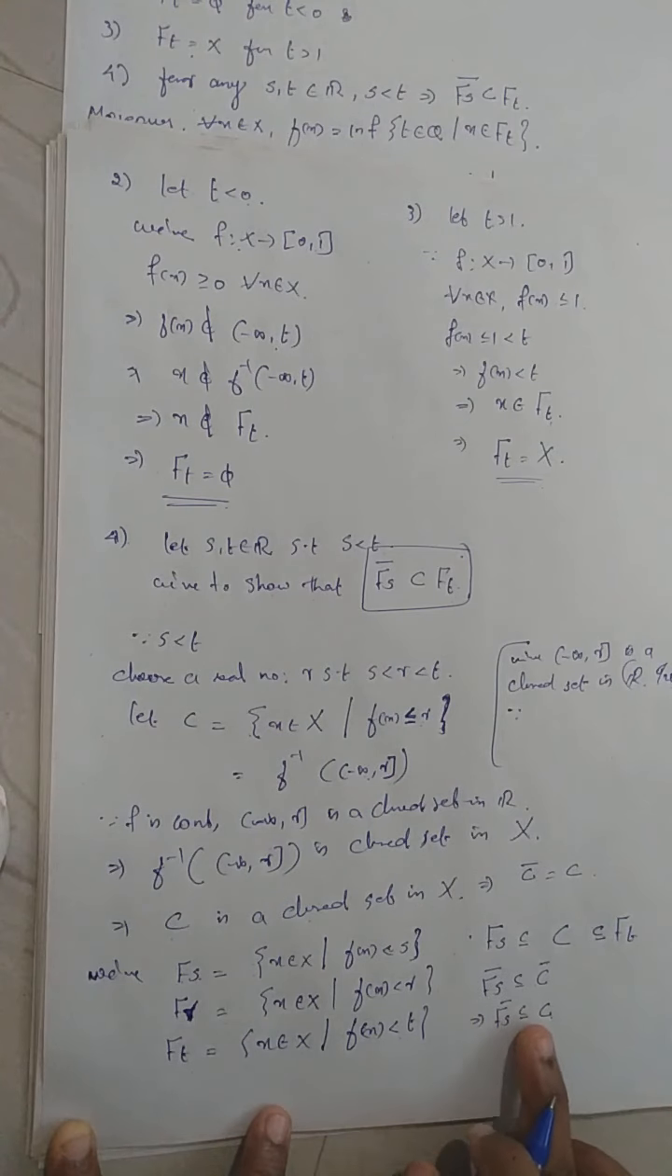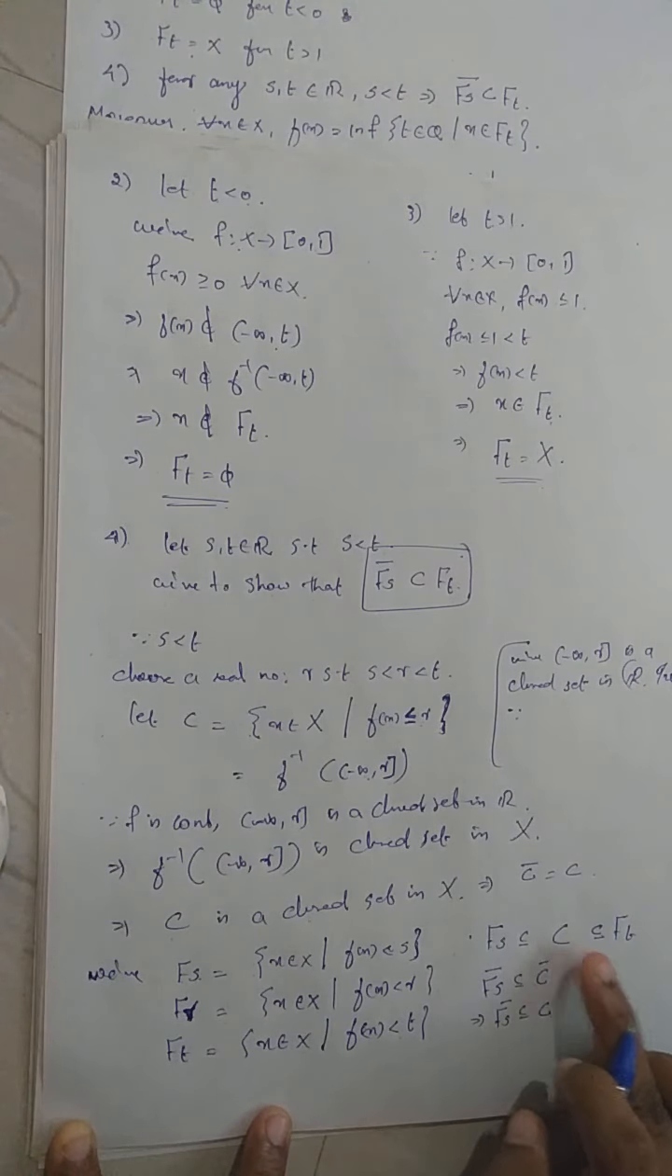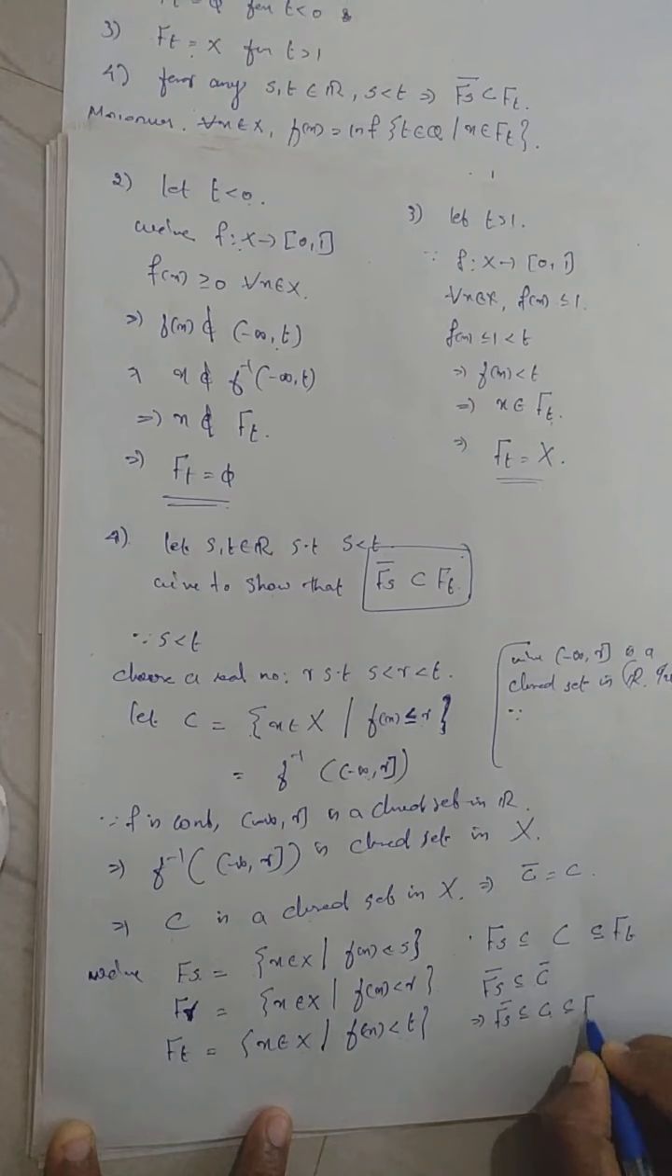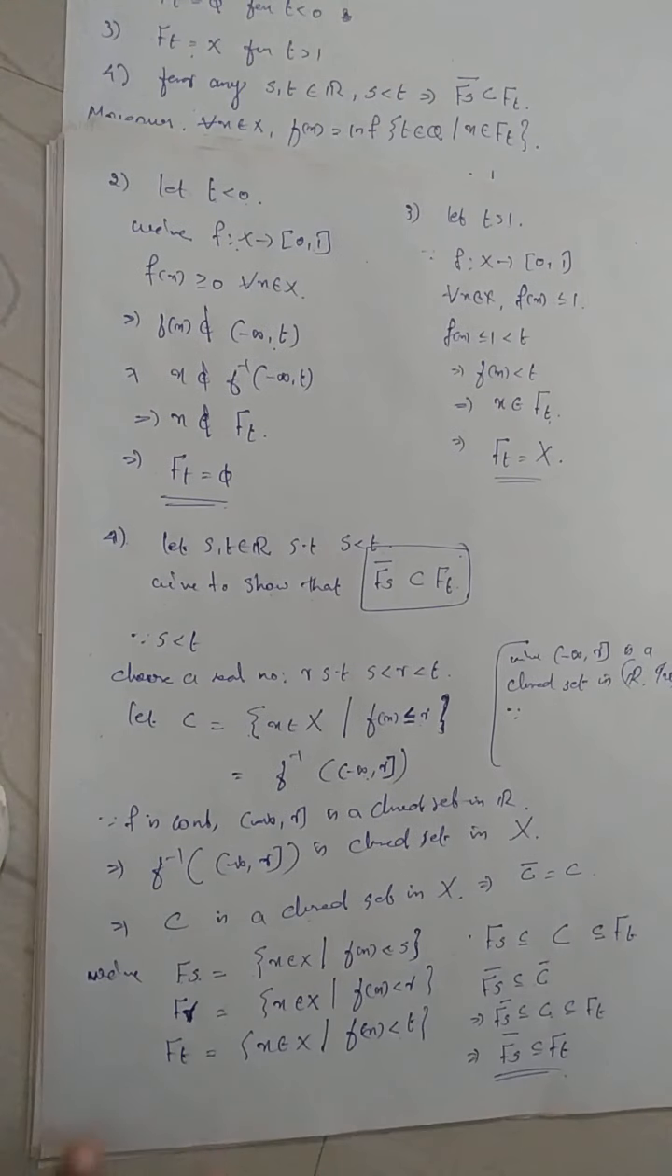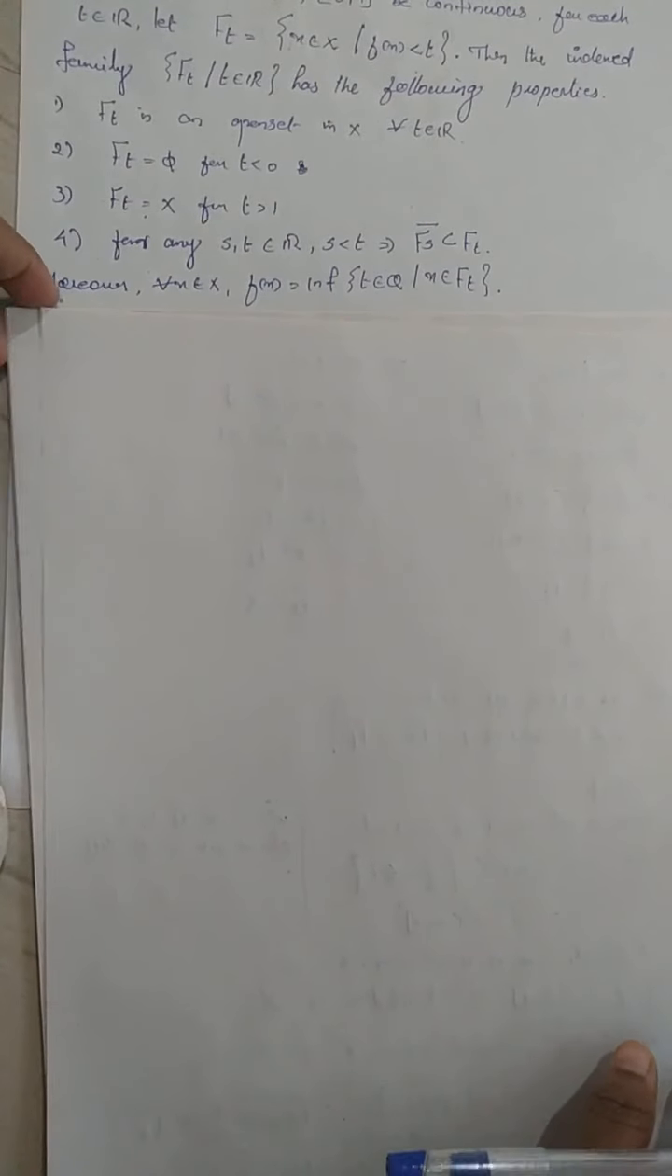C closure is equal to C. And what is C? C is also contained in ft, which implies fs closure is contained in ft. So we get the third property. So we proved four properties of the lemma.